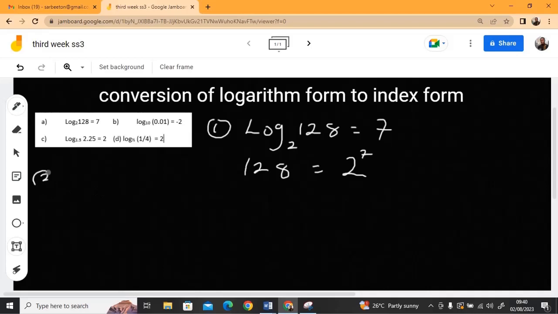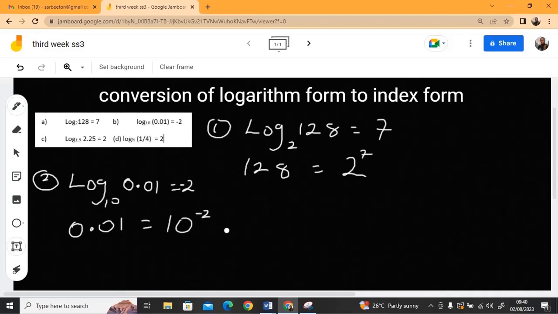Number 2, which is b, you have log base 10 of 0.01 equals 2. The same thing, it means this one is going to stand alone. You have 0.01 equals, this 10 will now come here, then this will become what? Sorry, this one is minus 2, and this base here will now become the power. You do understand that?